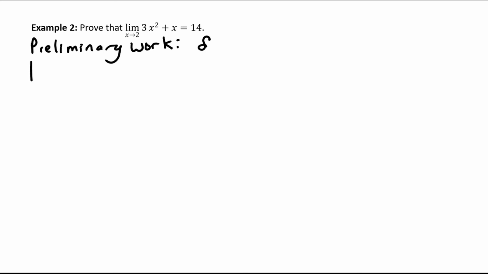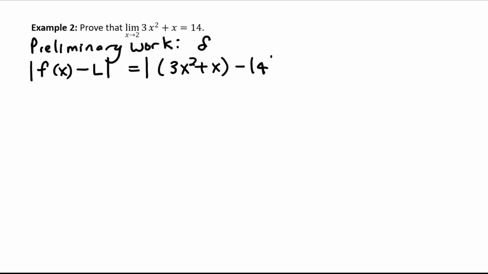To do that, let's begin with the absolute value of f of x minus L. In the absolute value for f of x, let's replace it with our function 3x squared plus x. And for the minus L, L is the limit, which is 14. We can expand this a little bit and write this as the absolute value of 3x squared plus x minus 14, and that factors nicely.